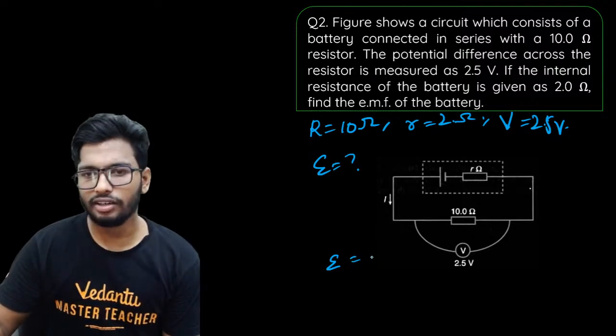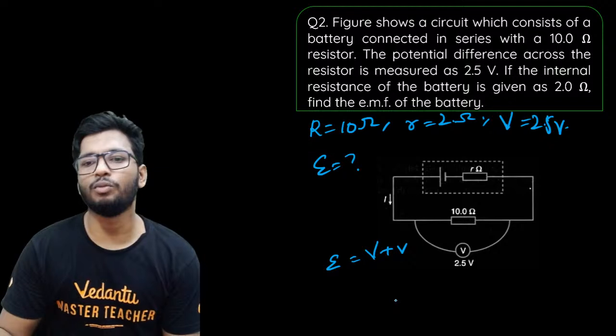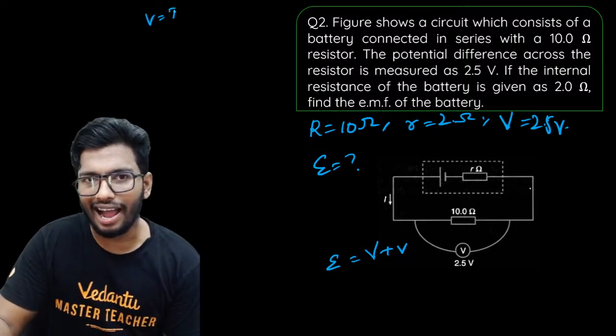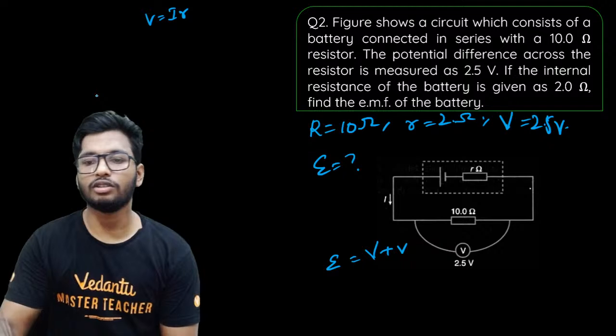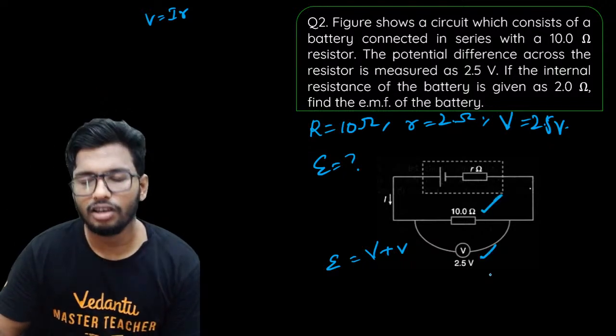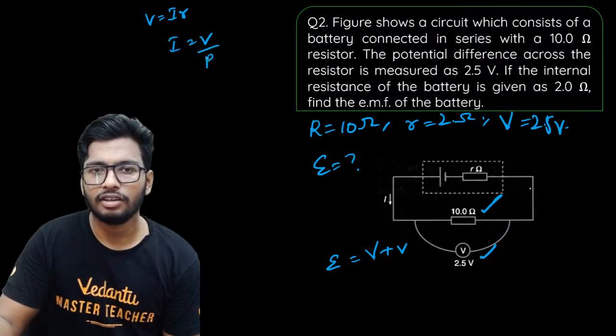So EMF is what? Terminal voltage plus voltage drop. I do not know the voltage drop, so calculate the voltage drop. Now to calculate voltage drop, I need the current flowing through the circuit. So first of all, calculate the current. How will you calculate the current? Resistance is given, voltage is given. Current is equal to V by R.